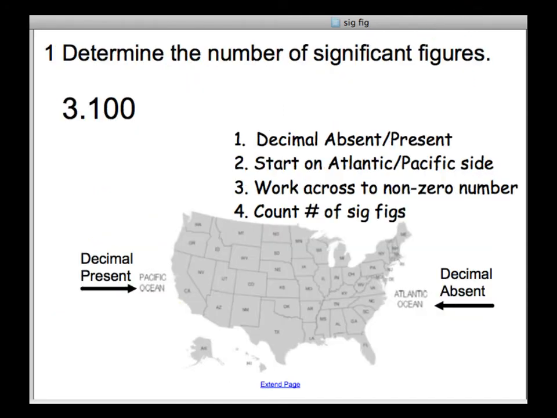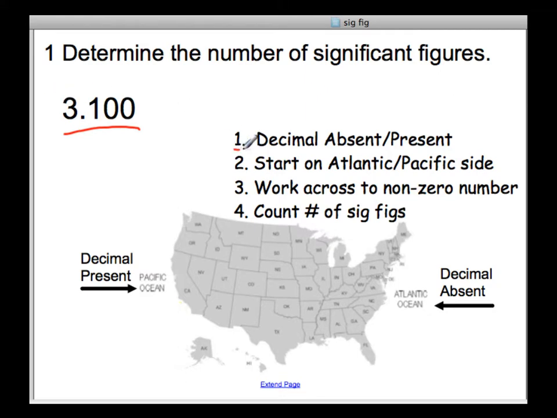So let's explain those four guidelines that we had by using some of the examples that we're going to take a look at. What we're going to do is actually determine how many significant figures are in any given value. So here we have an example. I was given this value, 3.100. My job is to figure out, well, how many of these numbers are considered to be significant?